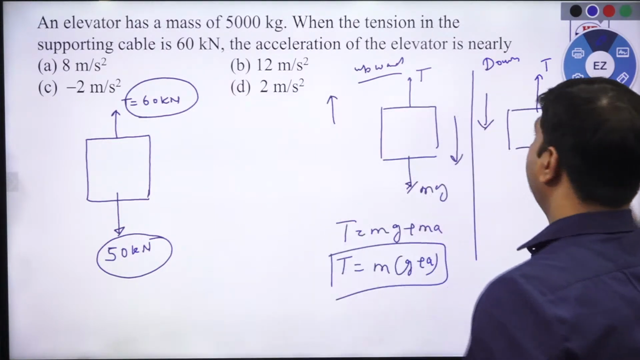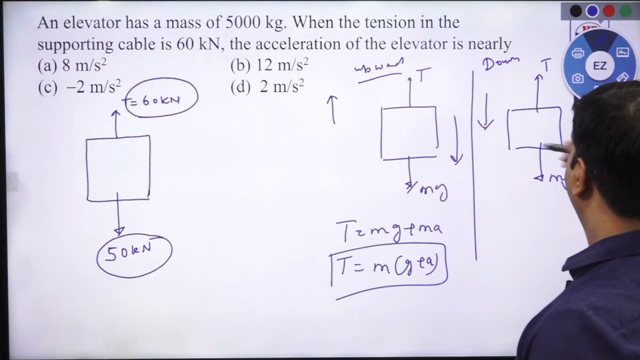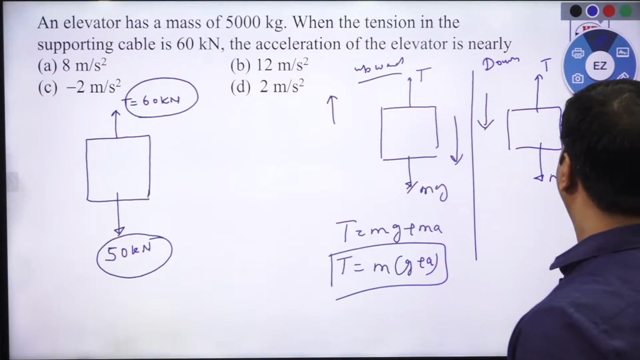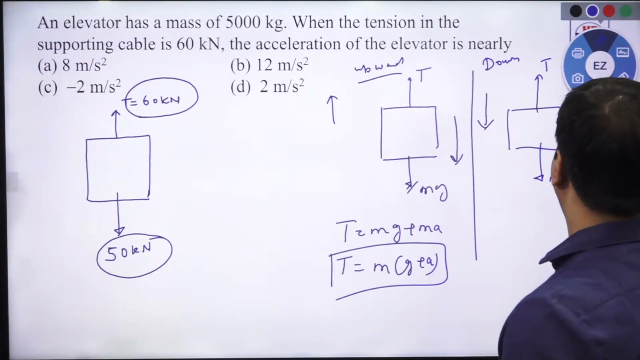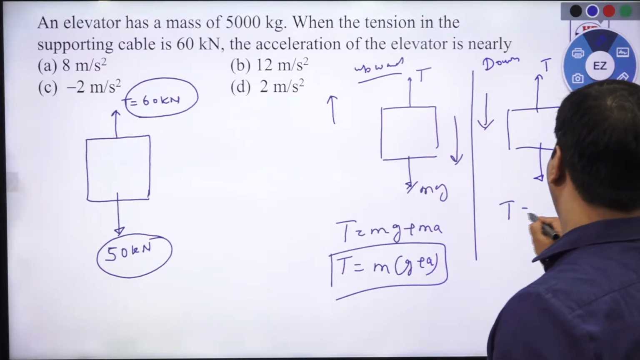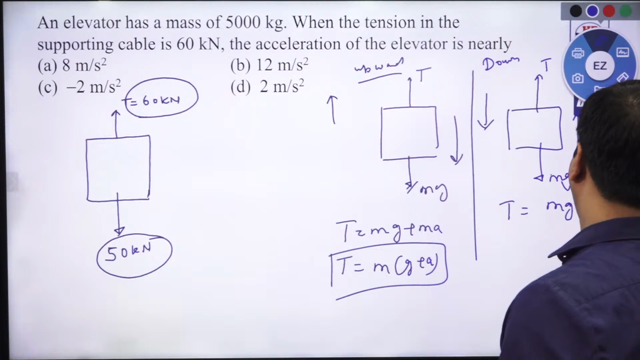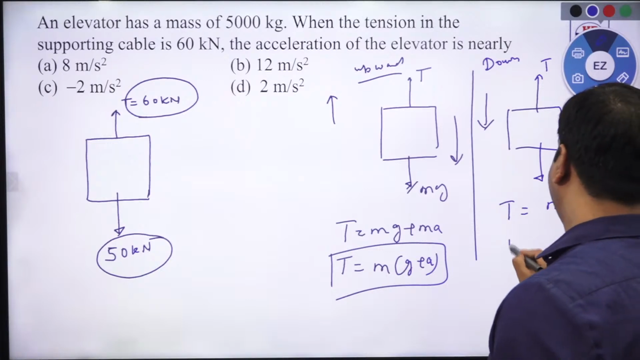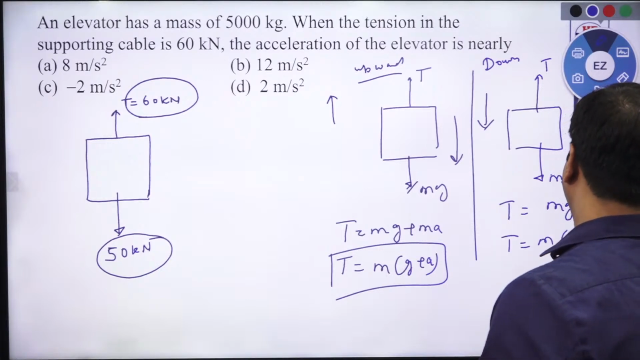Now when I talk about the downward case, the acceleration is towards the downward, so the inertia force is going to be upward. So here the tension equals mg minus ma, that is tension equals m of (g minus a).